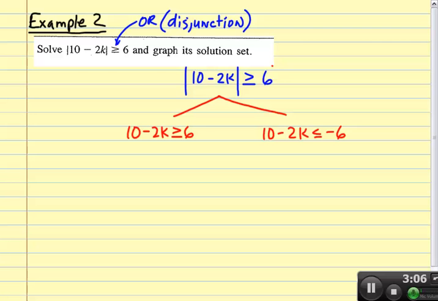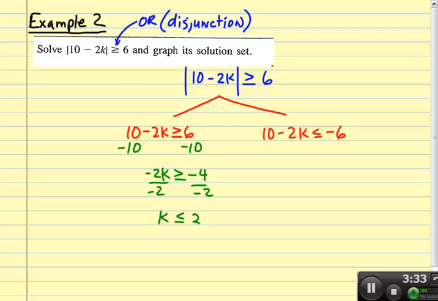Now let's solve. I'm going to subtract 10 from both sides to get rid of it. That's going to give me -2k is greater than or equal to -4. Then I'm going to divide by -2 on both sides. I'm dividing by a negative on both sides, well, that means I need to flip the inequality, and I'm going to get +2. So k is less than or equal to +2.